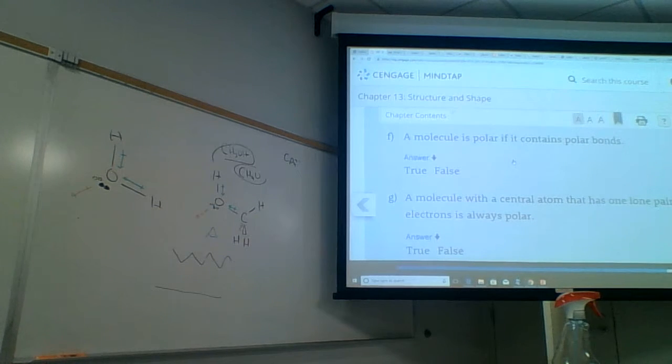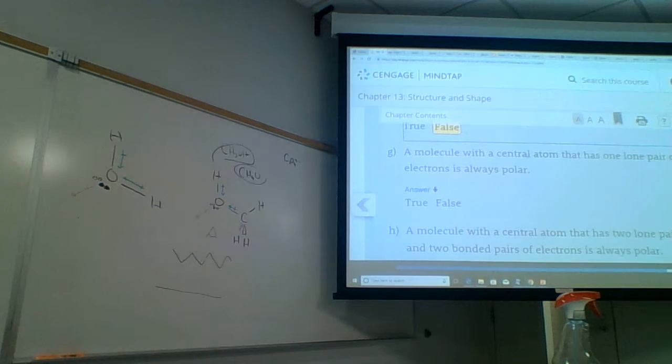A molecule is polar if it contains polar bonds. It's false. CO2 contains polar bonds, but it's non-polar. Why? CO2 has very polar bonds. The carbon-oxygen bonds are very polar. But the molecule itself is non-polar because these polar bonds cancel each other out. And so this is false. We can have a nonpolar molecule with polar bonds.